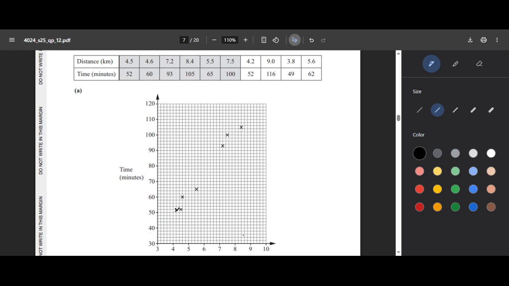This is your line of 9. 9 and 116. This is going upward. 9 and 116. This is 110, 112, 114, 116. This is 116 here.